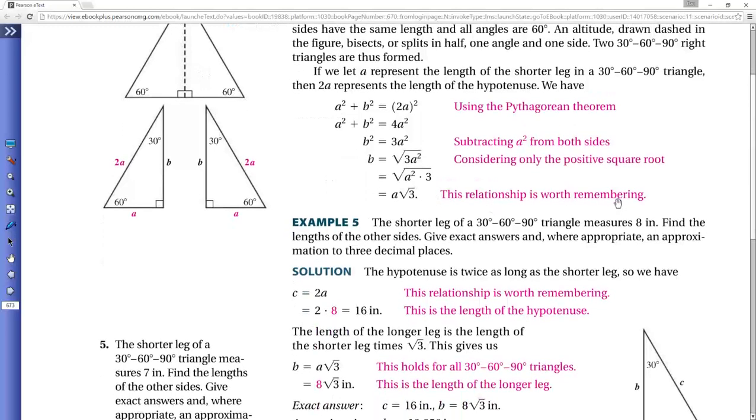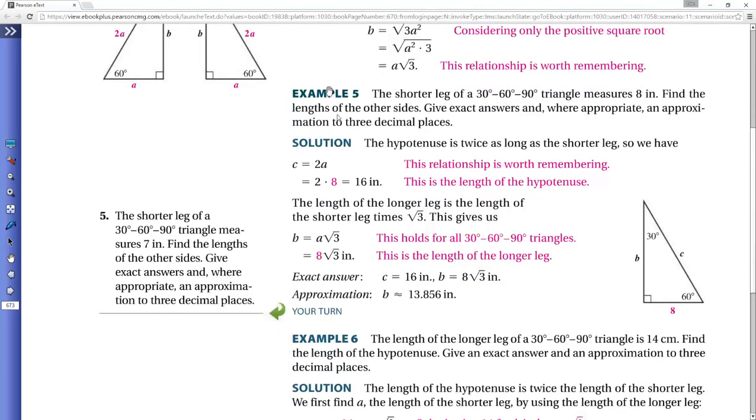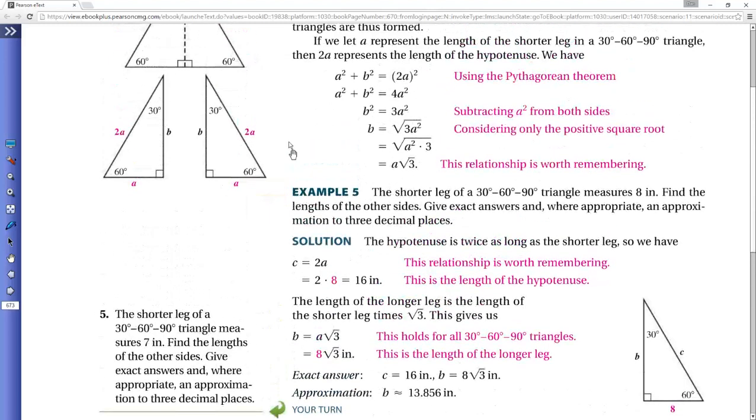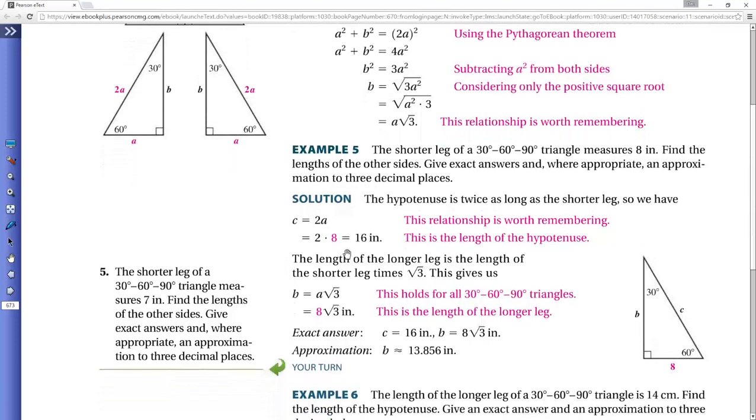And then it says here, this relationship is worth remembering. Yes, it can save a lot of time rather than having to go through this Pythagorean theorem and remember a lot of things about geometry. We can use this relationship to solve a lot of problems, because this is a triangle that occurs a lot. So in example 5, the shorter leg of a 30, 60, 90 degree triangle measures 8 inches.